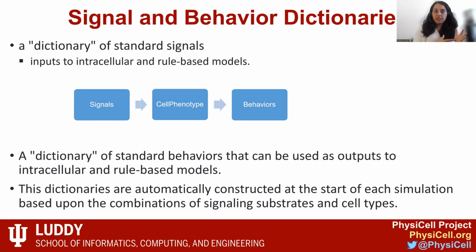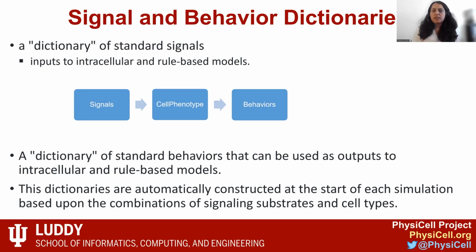So we have a signals dictionary where all the signals that are available for that cell phenotype are there. And then we will have a behavior dictionary of what things can be changed. So what kind of signals? The signals can be pressure, level of oxygen in the environment. It can be how many cells I am in contact with.